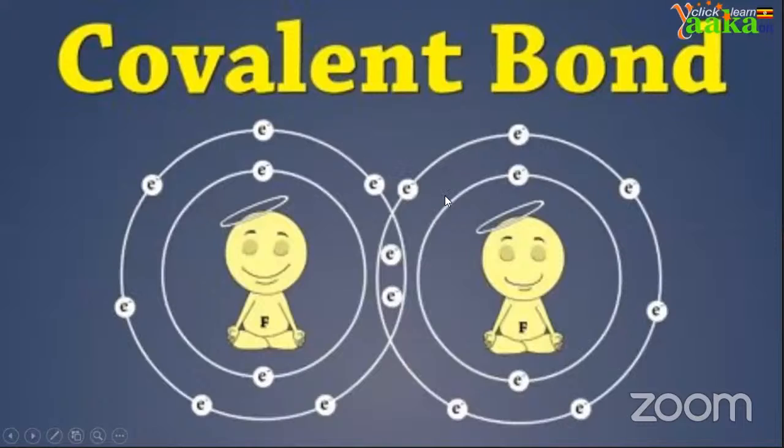Here is an example of a covalent bond. The electrons that are shared are here. These two electrons are the ones that are being shared. Each of the atoms brought in one electron, and they shared them right here. This is where the bond is formed. So these two electrons make up the covalent bond between these two atoms. Okay, that is covalent bonding.